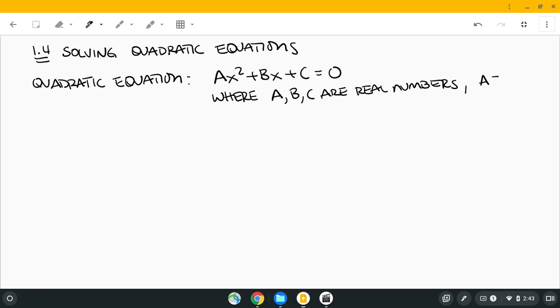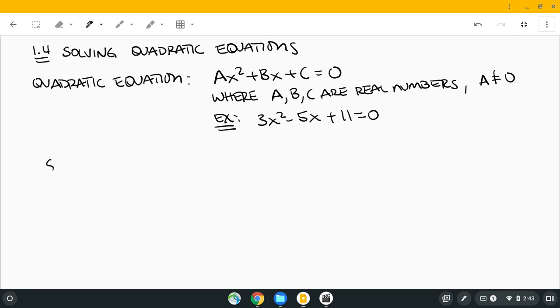And a, of course, is not 0, because if it is, then we don't have a quadratic, we have a linear equation. Okay, and as an example here, maybe you have something like this: 3x squared minus 5x plus 11 equals 0. So that would be an example of a quadratic equation.